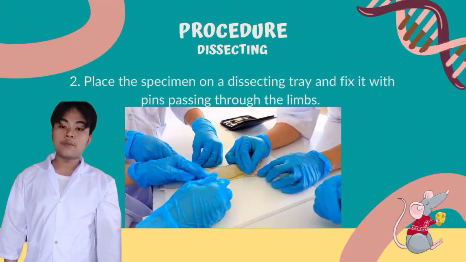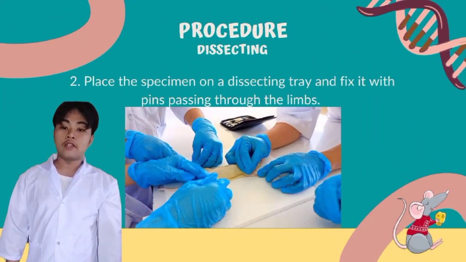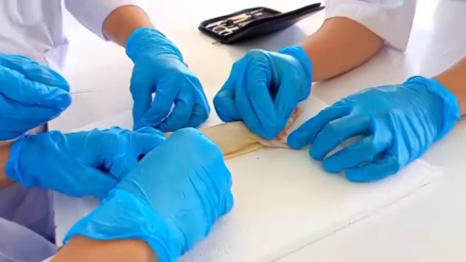Number 2. Place the specimen on a dissecting tray and fix it with pins passing through the limbs.